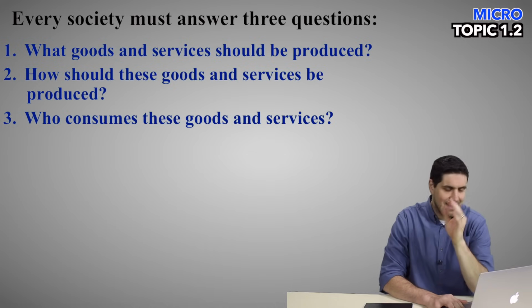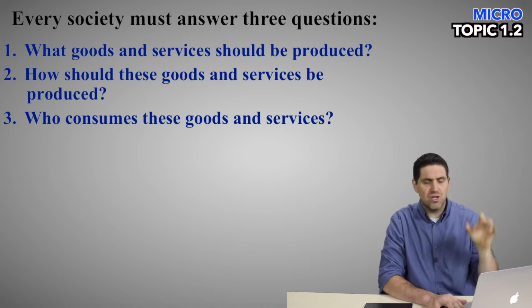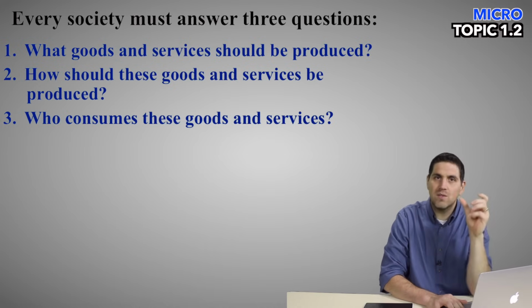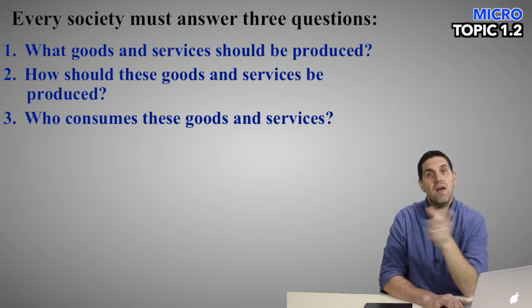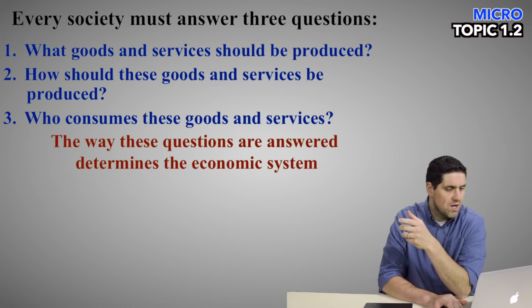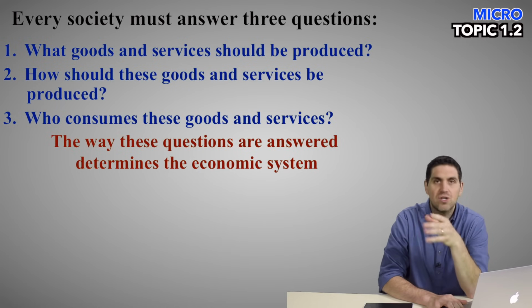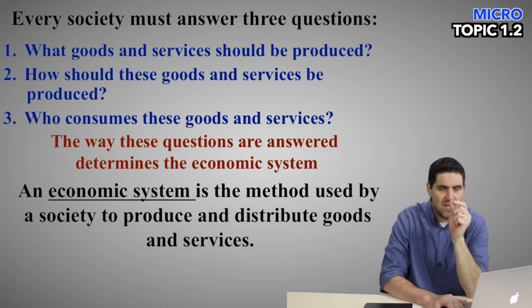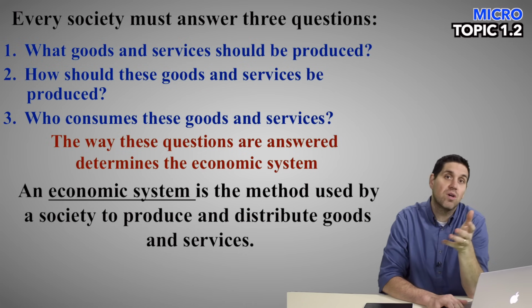Well, basically, the idea is if you answer these questions and the answer is that the government decides, that's one way to run your society. And there's another way, where individuals decide. So the way these questions are answered determines your economic system. It's the method society uses to produce and distribute goods and services.